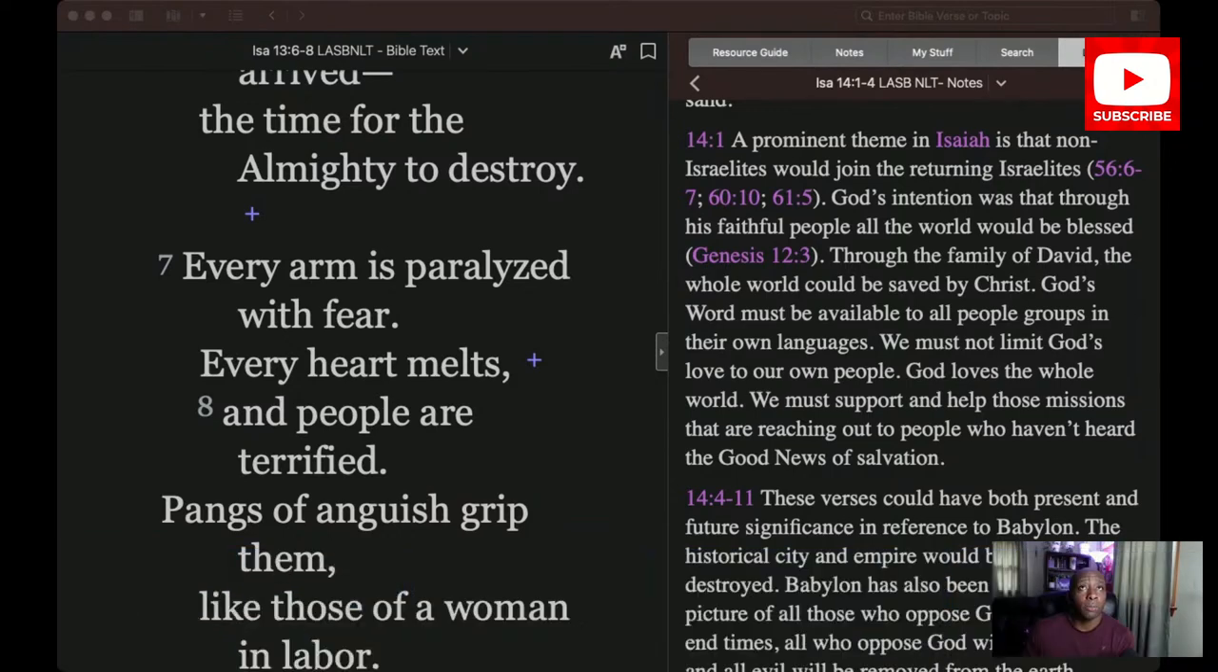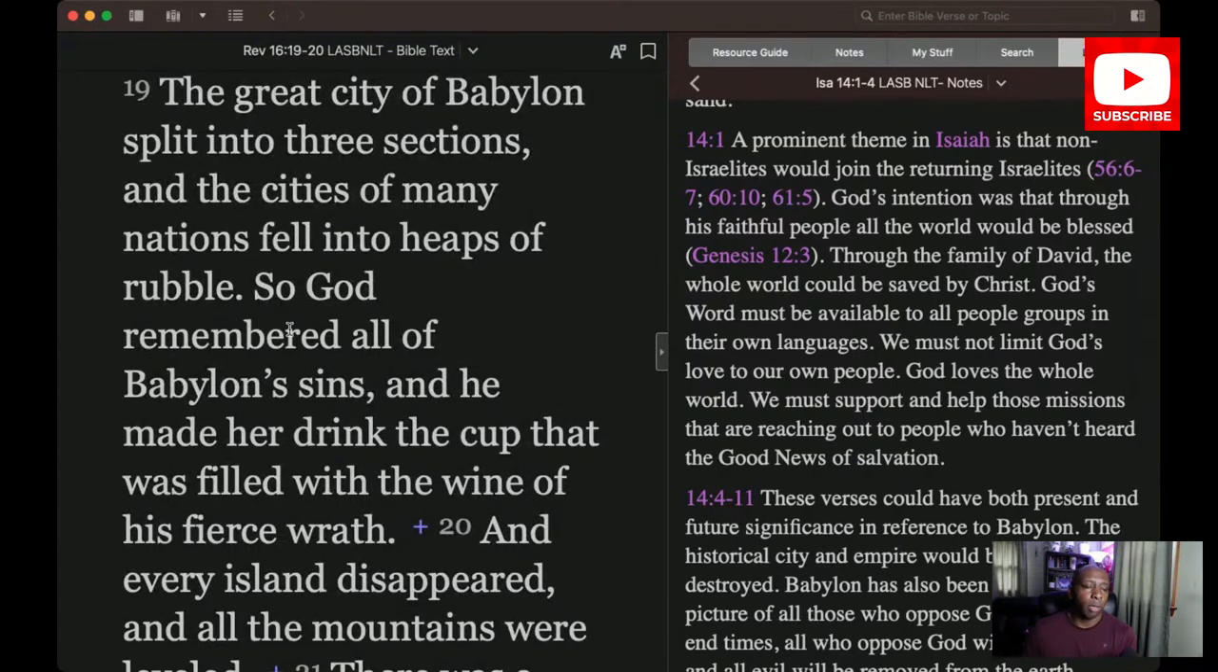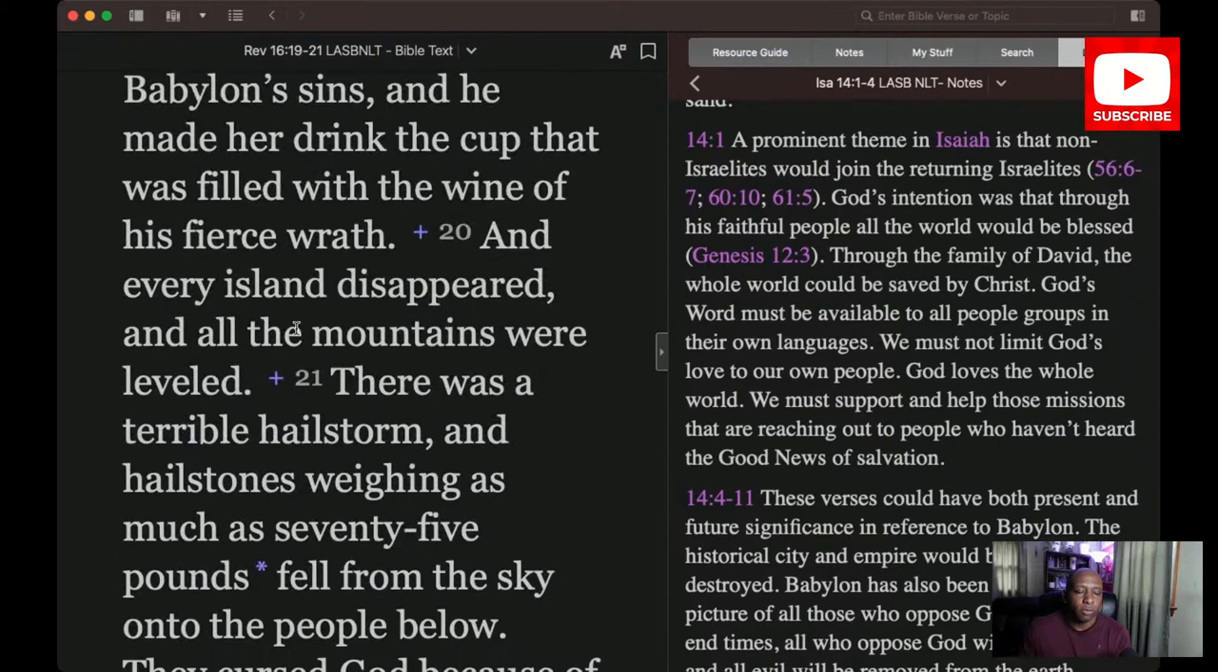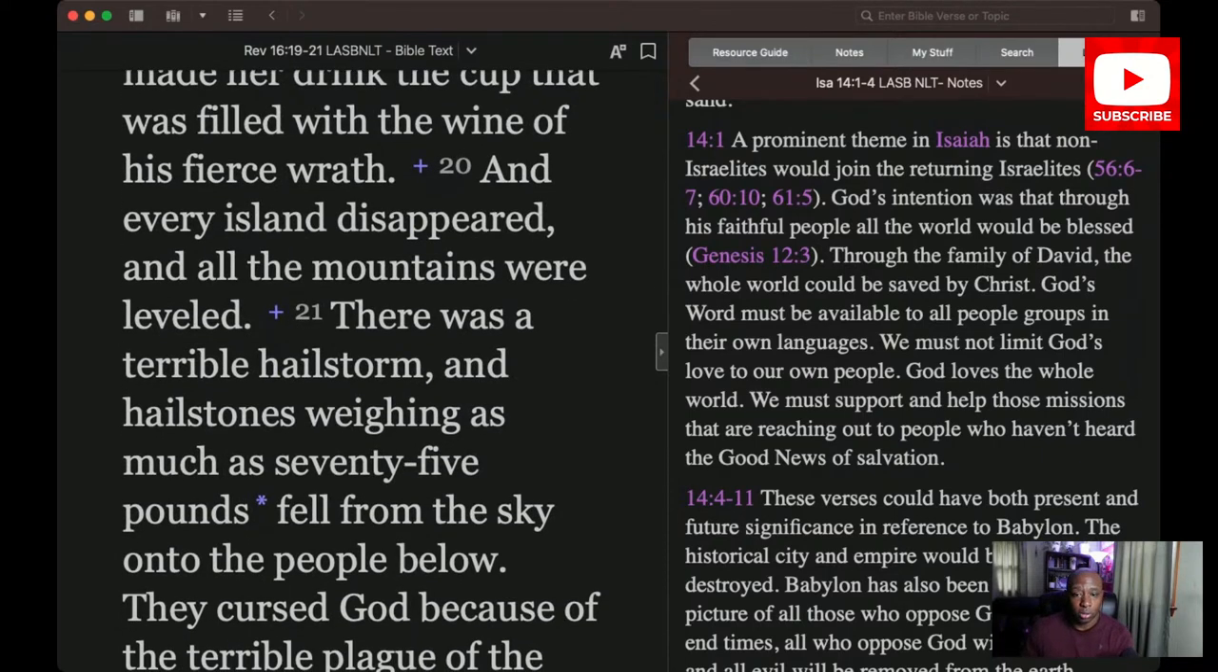Very good, deep scripture. Let's look at Revelation chapter 16, verse 19. It tells us, the great city of Babylon split into three sections, and the cities of many nations fell into a heap of rubble. So God remembered all of Babylon's sin, and he made her drink the cup that was filled with the wine of his fierce wrath. Yes, so God was not playing with them.